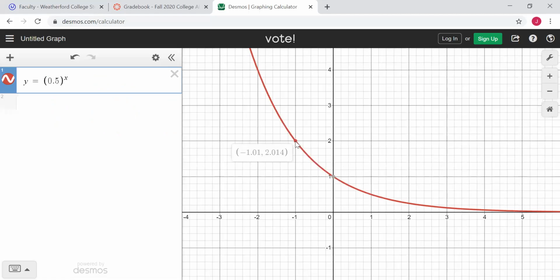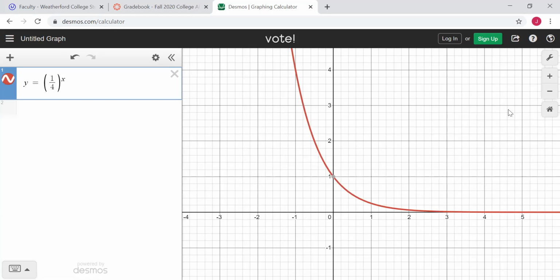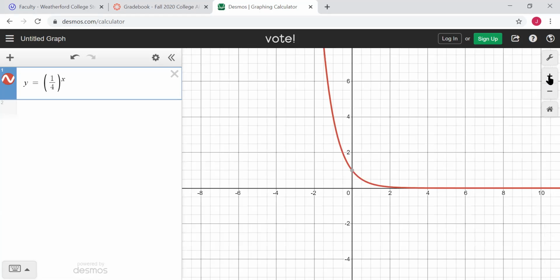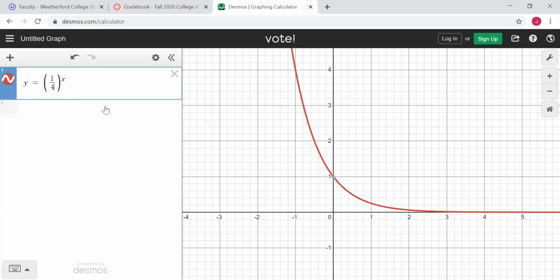So when I plug a negative 1 in for x, I get a 2 spat out for y. Still though, when I plug a 0 in for x, I get a 1 for y. When I plug a 1 in for x, I get the base itself, 0.5, as my y value. So it still works. It still does what we want. It's just now a decreasing function, so it looks a little bit different. That's okay. It's okay to be different.